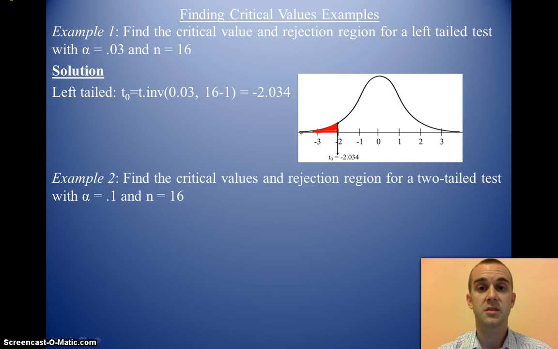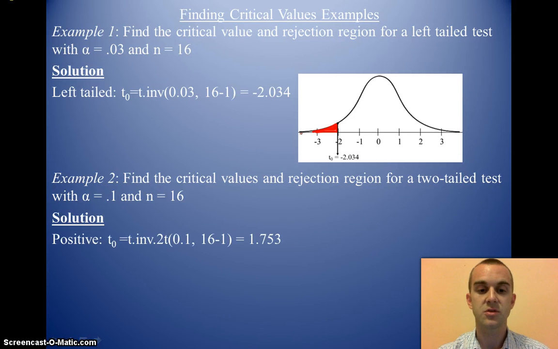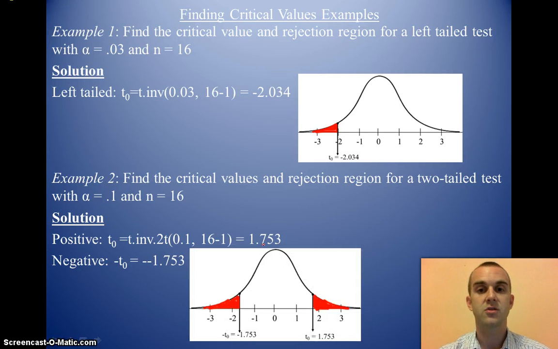Say I want to do a two-tailed test at 0.1. This time I'd use the TINV.2T and I just use the alpha and the n-1. I get 1.753. Now I know that the negative is just the negative version, and then I plot the two, and if my value falls in either rejection region, then I would reject the null hypothesis.